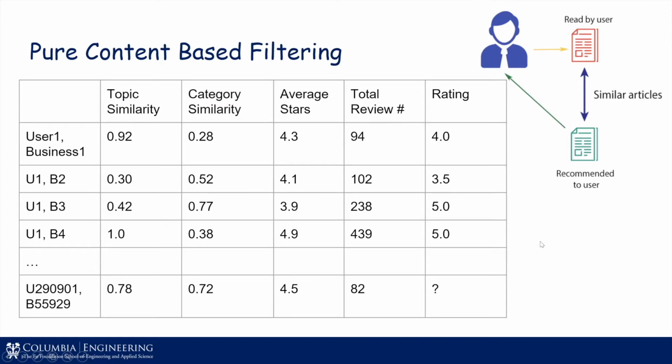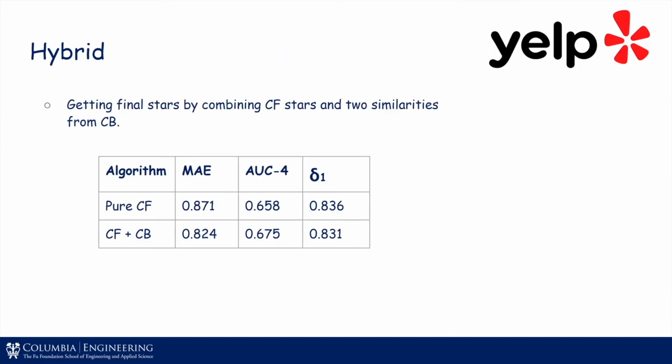For the pure content-based filtering, we are training a support vector regression model with topic similarity, category similarity, average stars, and total review numbers as features, to predict final ratings. So here are the metrics to evaluate our hybrid model. You can see compared to the CF model, we decrease the mean absolute error and we increase the area under curve 4 score.